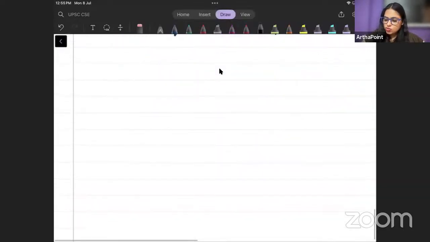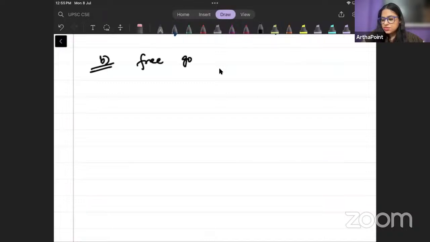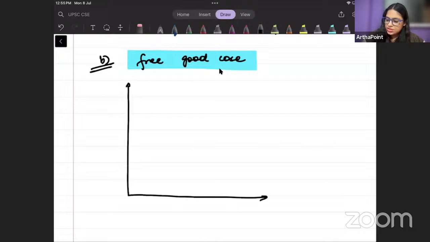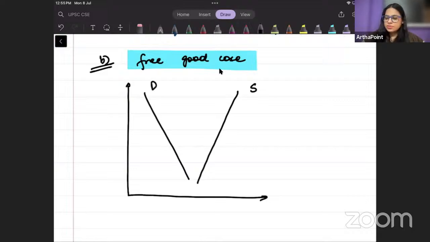Similarly, case 2, pretty good case. Right? So let us go ahead and say that this is my supply curve and this is my demand curve. Let me make the demand curve a bit here.